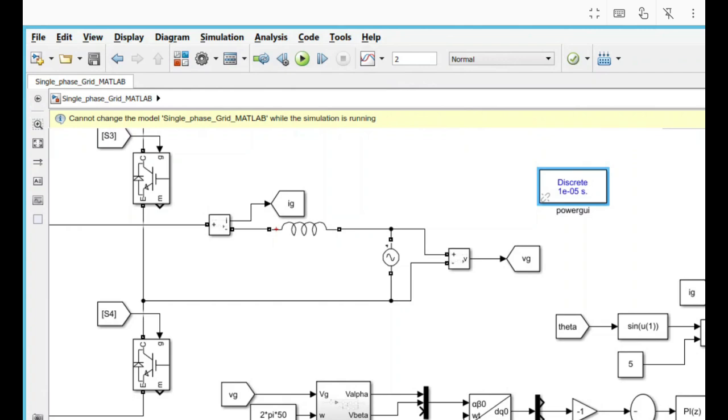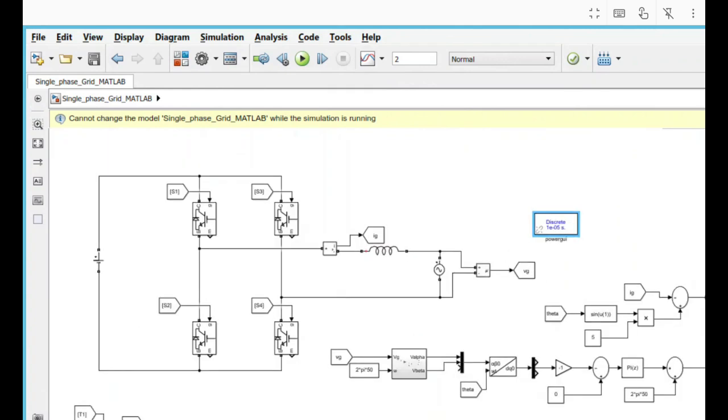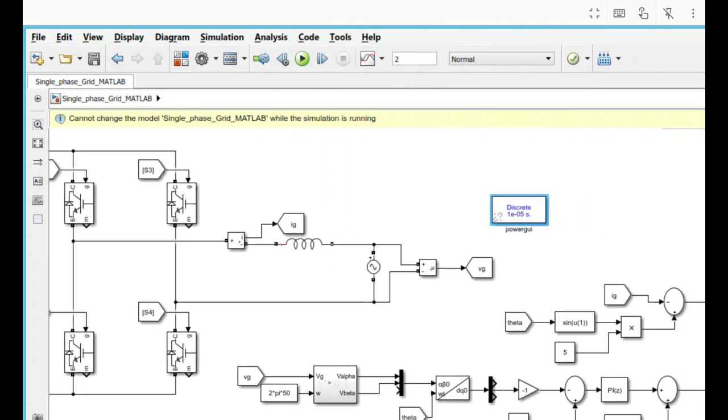So this is the simulation of a single phase grid connected system with a SOGI PLL, and for the current control we have used the normal PI controller.